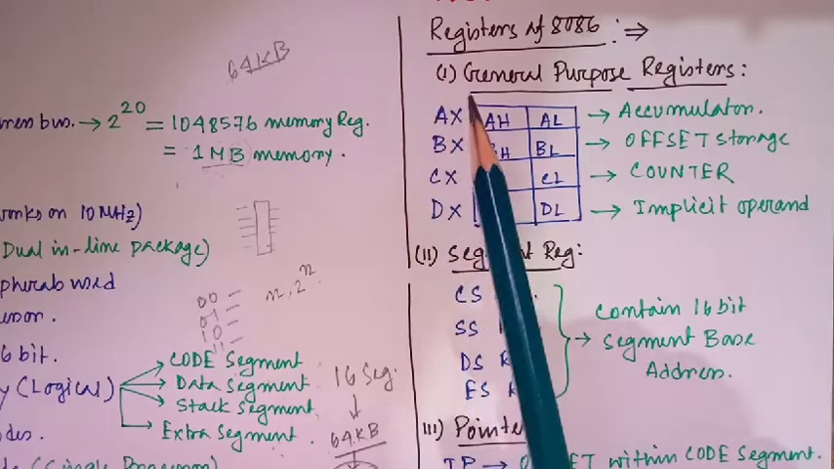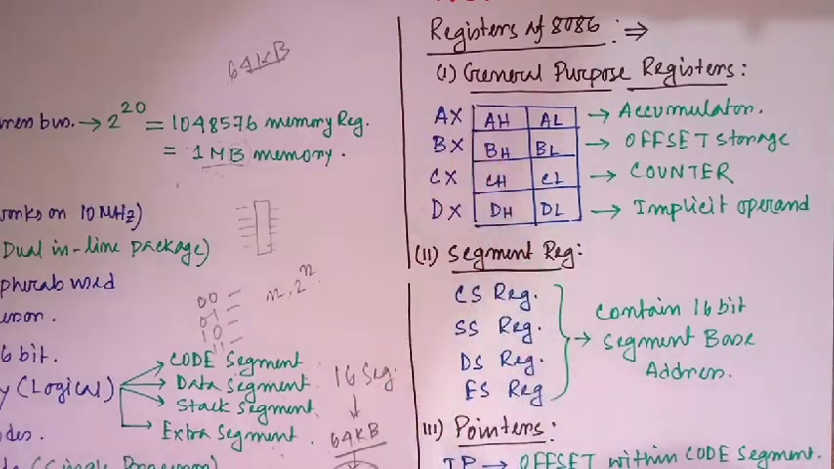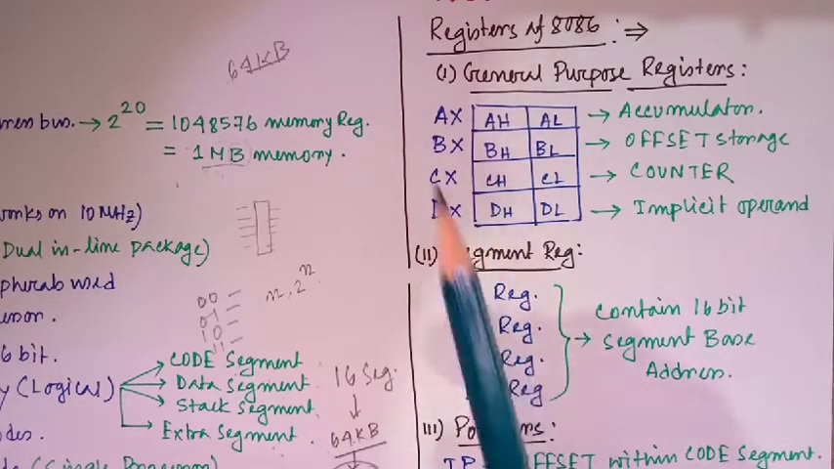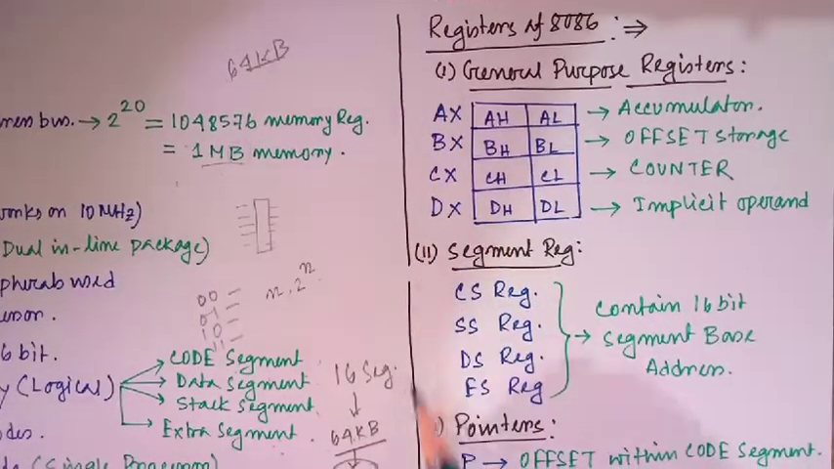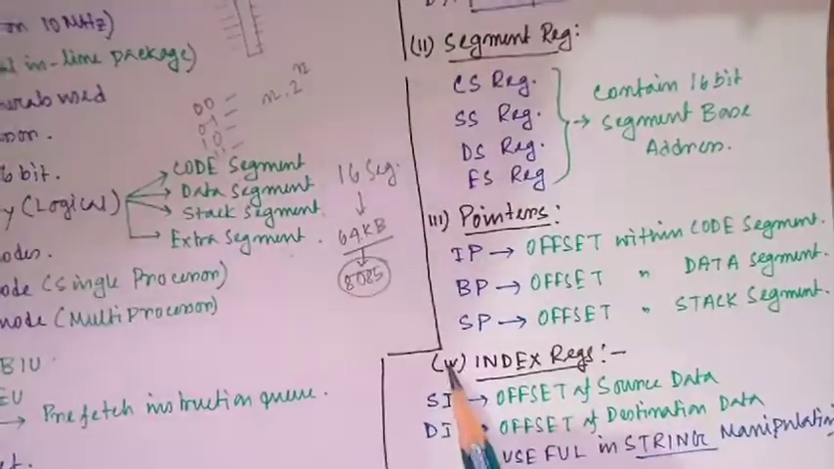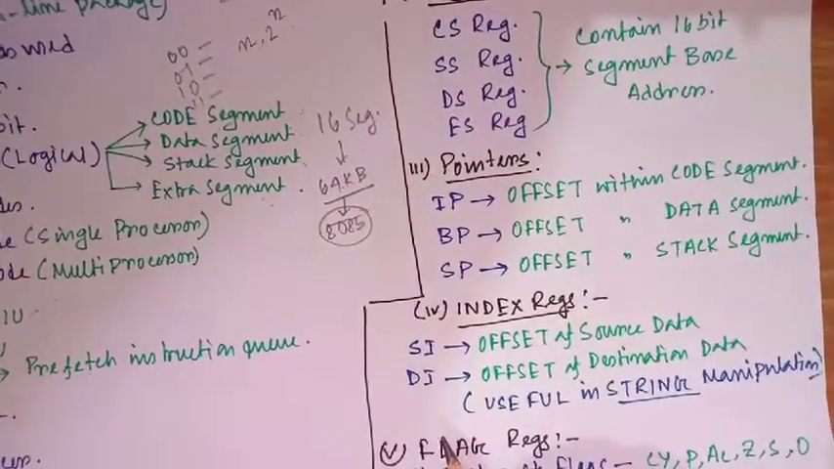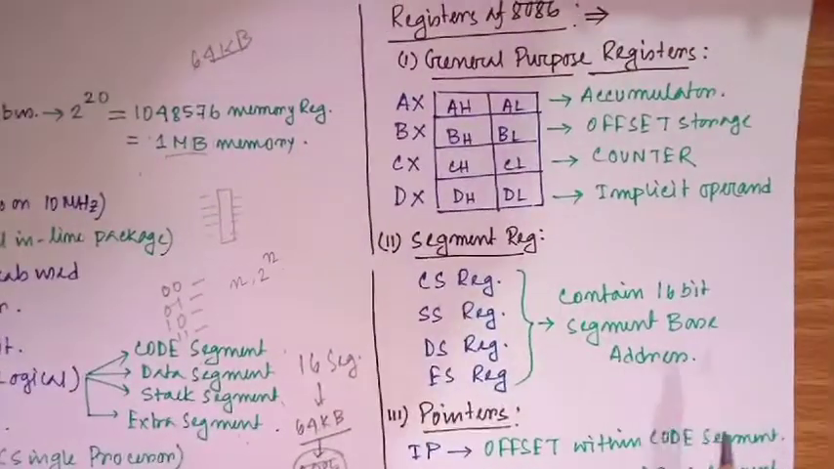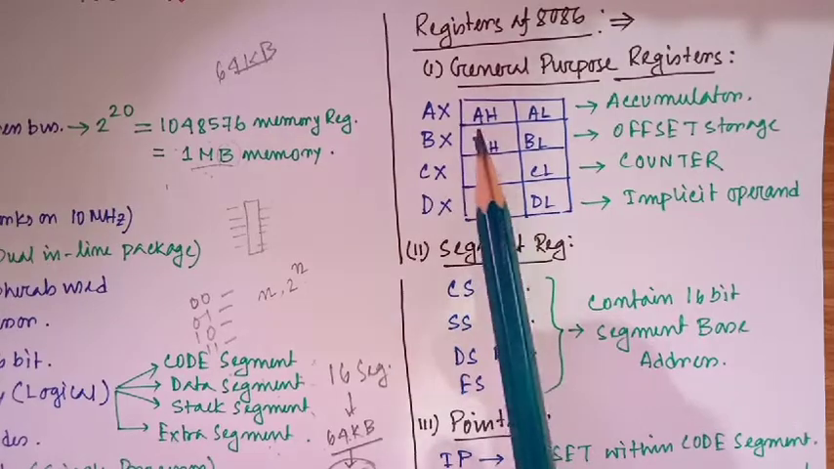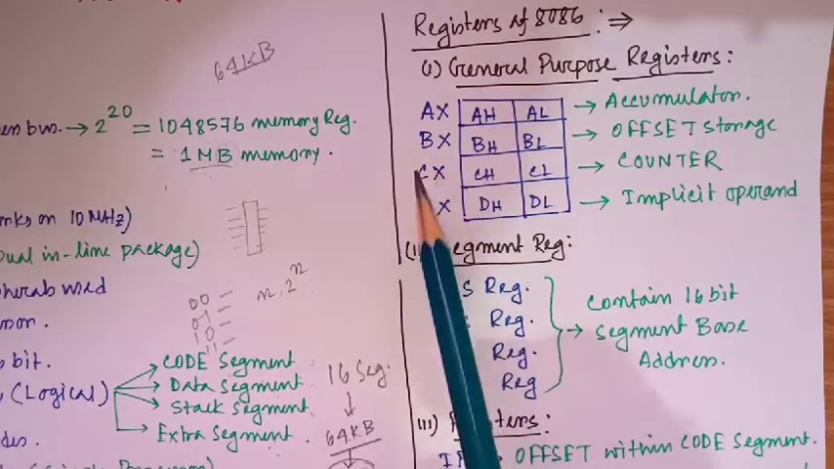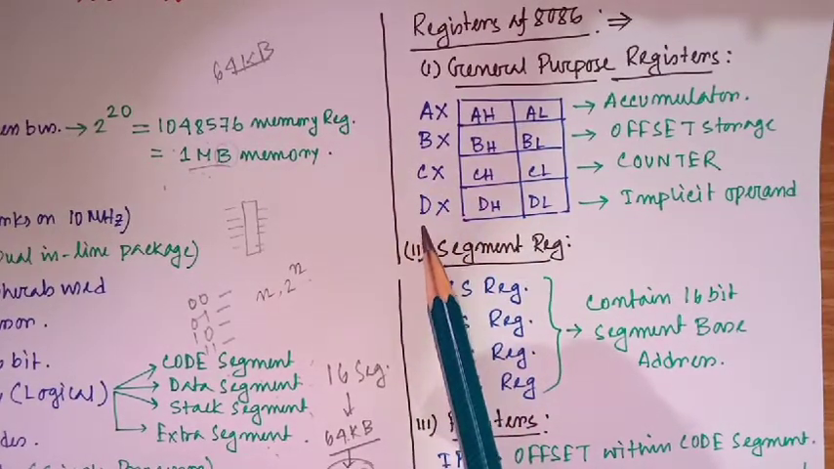So the registers of 8086 can be classified into 5 different groups depending upon their functions. The first one is called general purpose register. Second one is segment register. Third one is pointers. Fourth one is index register. Fifth one is flag or PSW. So what is general purpose register? It has 4 general purpose registers: AX, BX, CX and DX.